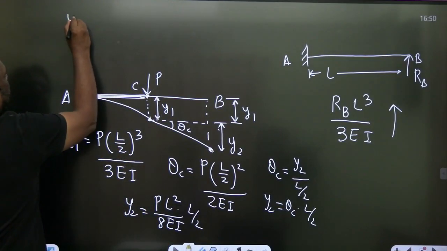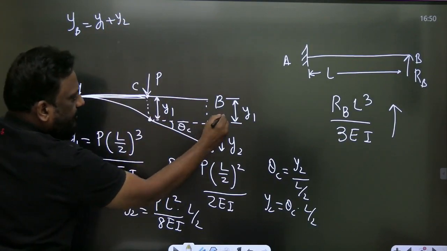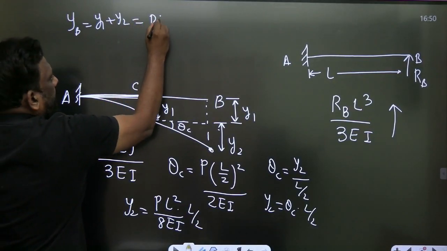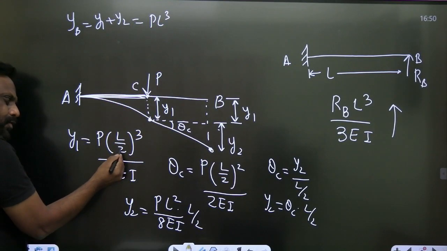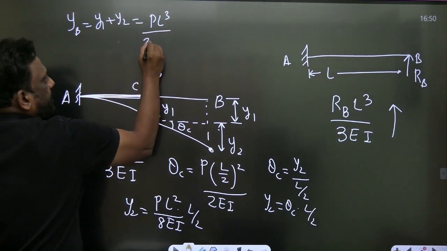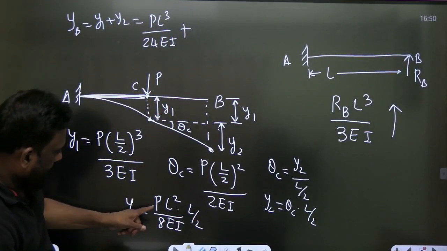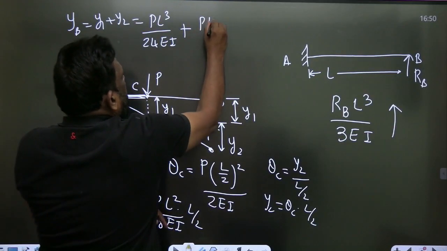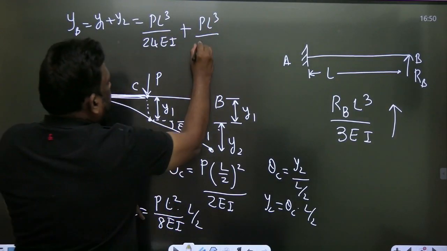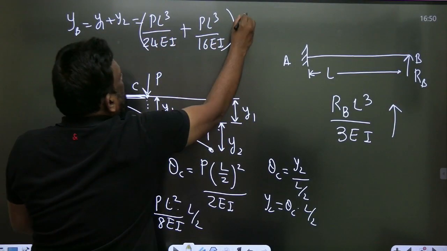So deflection at B is equal to y1 plus y2. What is y1? y1 is PL cube, this is L cube. 2 cube is 8, 8 into 3 is 24, so this is PL cube by 24 EI, plus y2. What is y2? PL cube by, L square into L by 2, 8 into 2 is 16 EI. And this is the deflection, and this total deflection is downwards.